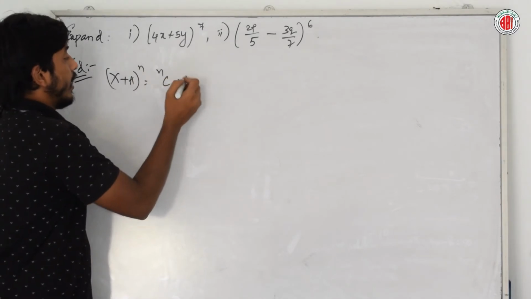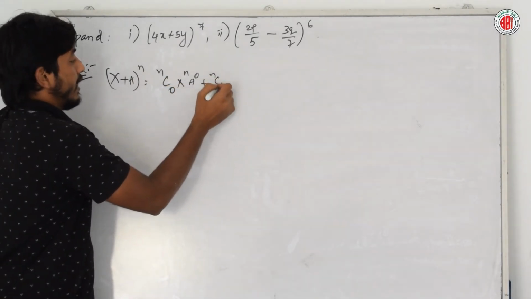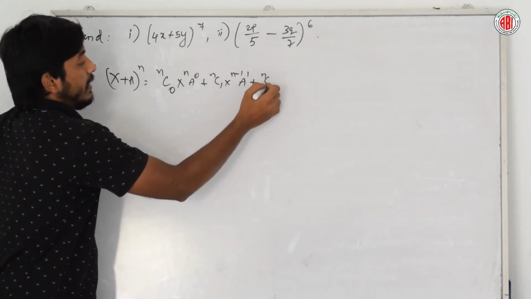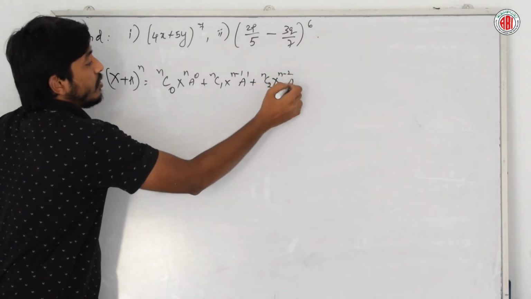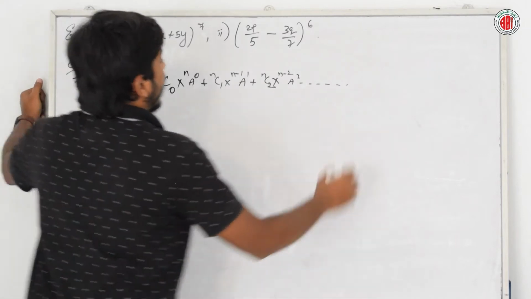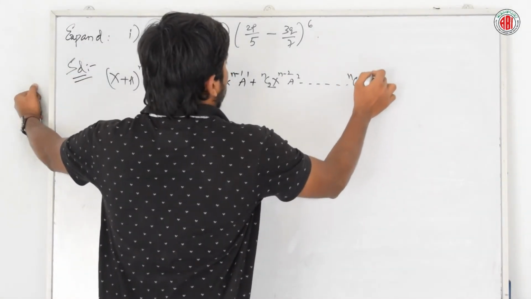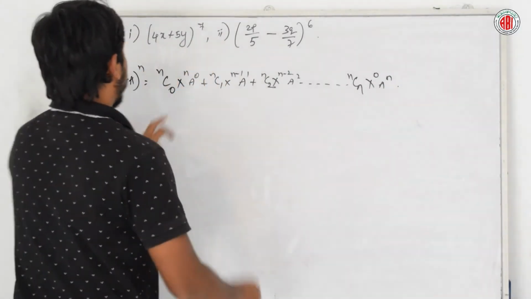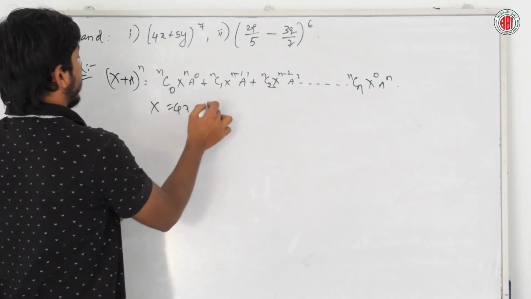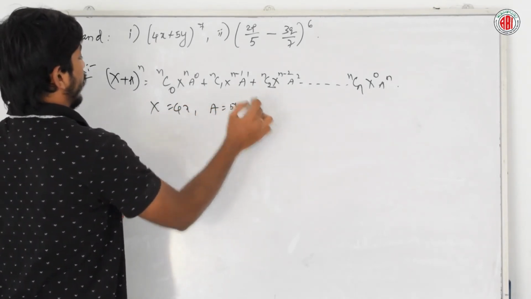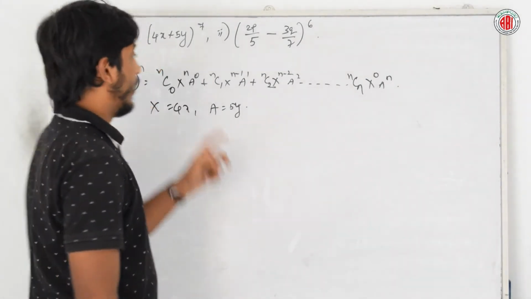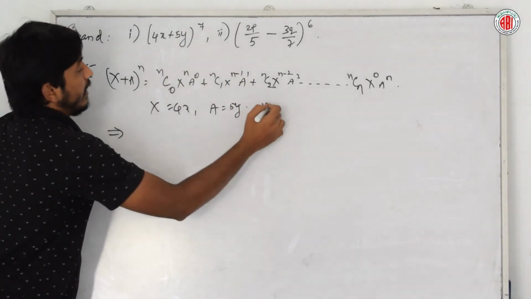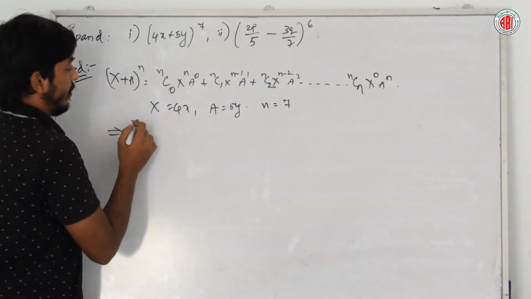nC0 x^n a^0, nC1 x^(n-1) a^1, nC2 x^(n-2) a^2 and so on up to nCn x^0 a^n. Okay, now what is x? x is my first term, that is 4x. a is my second term, that is 5y. Is it okay? Now let us just substitute in that. What do we get? What is n here? n is 7. Let me substitute in the same formula.